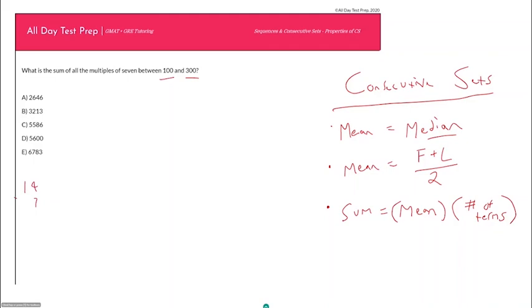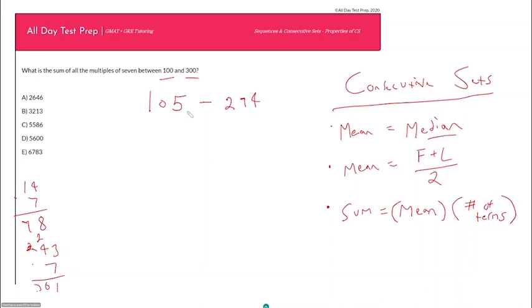So what is the first multiple of 7? What's 14 times 7? 98. So 15 times 7 should be 105. So our actual range should be 105 through. And what's our last term? 40 times 7 is 280. 43 times 7 is 1. So our 42 times 7 would be 294.